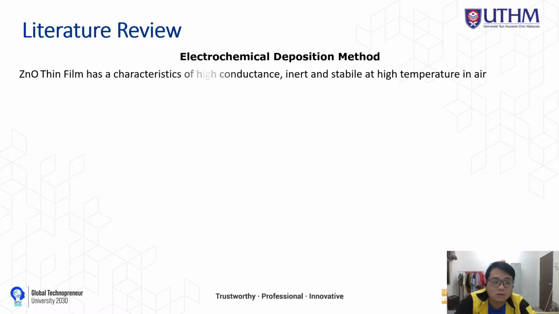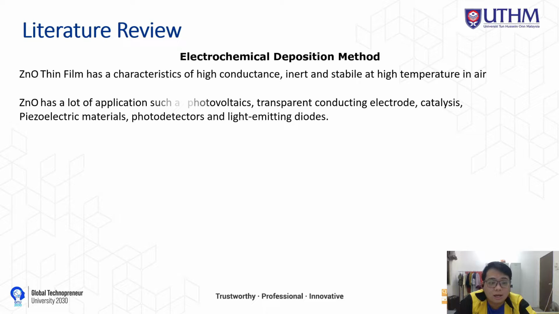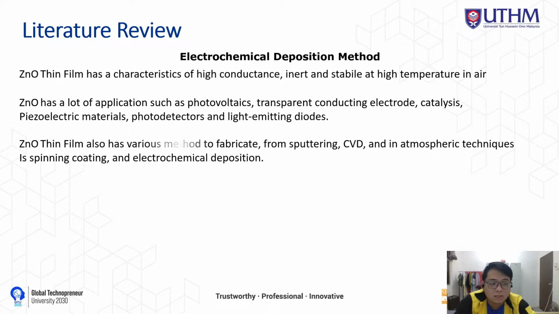Next will be the literature review of electrochemical deposition. The material that we use to fabricate is the zinc oxide thin film. It has characteristics of high conductance, inert, and stable at high temperature in air. Zinc oxide has a lot of applications such as photovoltaic, transparent conducting electrode, catalyst, photoelectric material, photodetector, and also LEDs. Zinc oxide also has a lot of methods to fabricate it, such as sputtering and CVD.